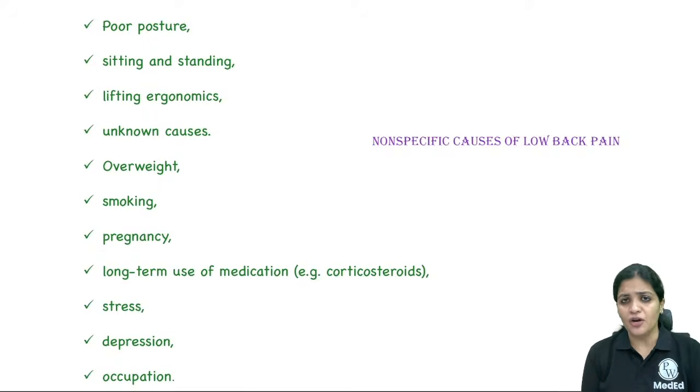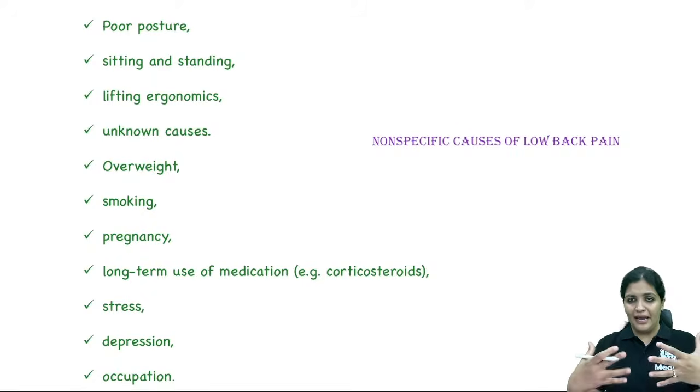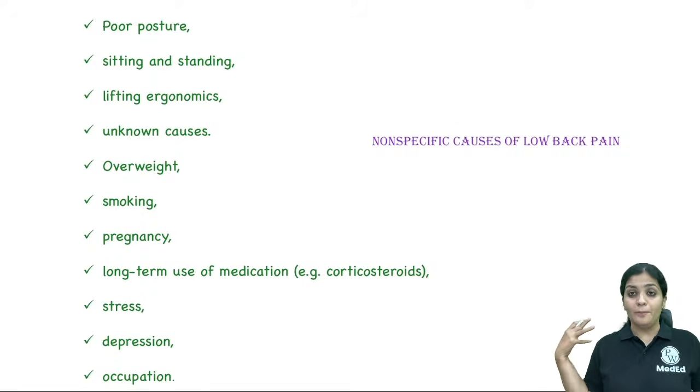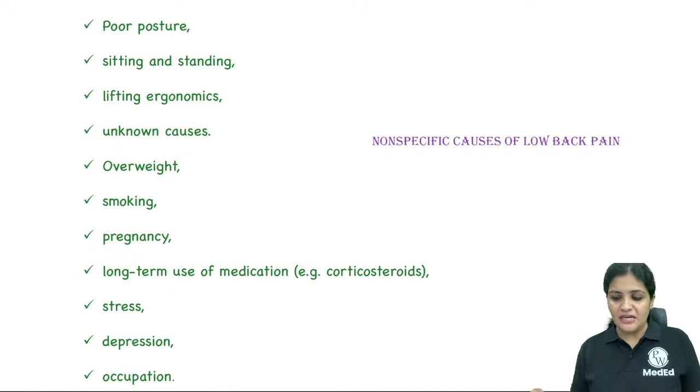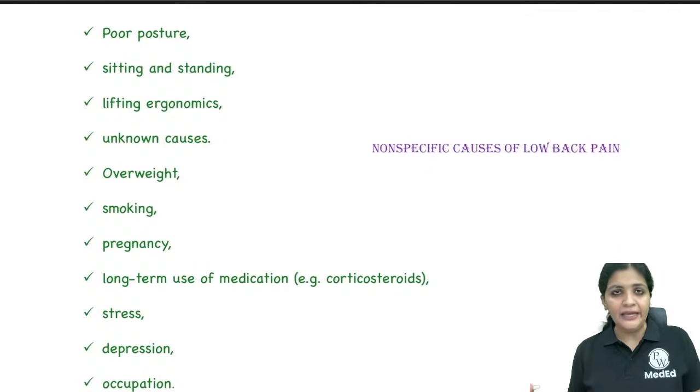And long-term steroids, you know already, so they land up in the osteoporosis, and then they can have pain. So pregnancy, again, because of stretching, there is a lot of overweight on the anterior side, so the spine has to compensate on the back, so then the patient will have the low back pain. So these are certain non-specific causes of the low back pain.